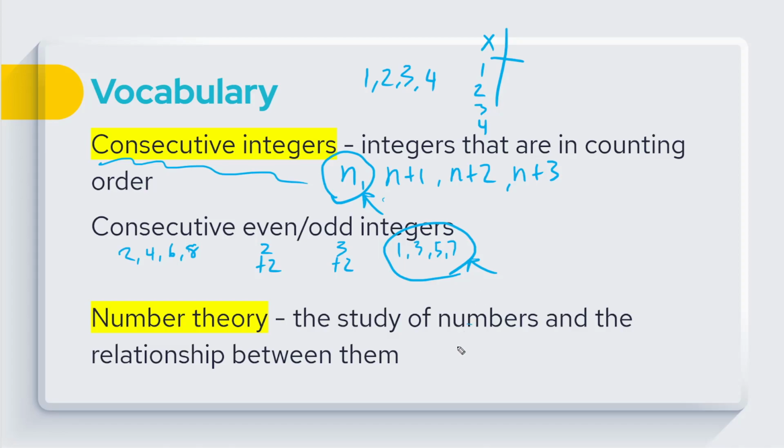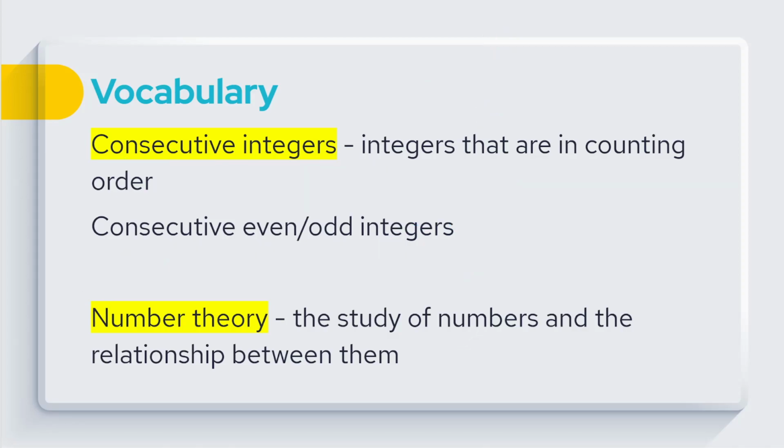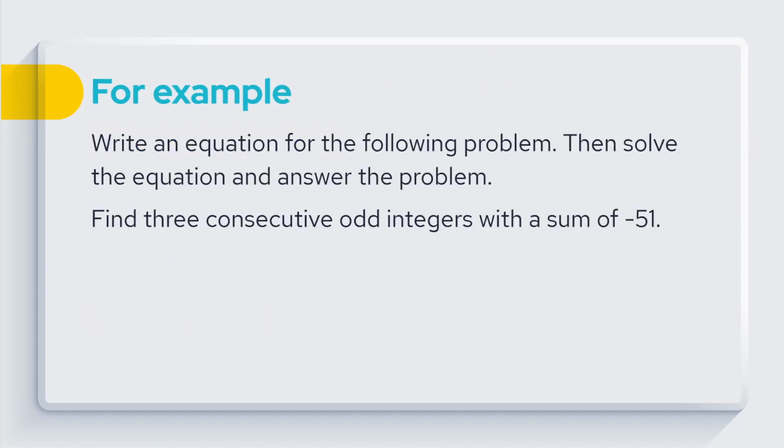So, number 3, the study of numbers and the relationship between them. That's number 3. When are we going to need to know that? Let's find out. For example, write an equation for the following problem. Then solve the equation and answer the problem.